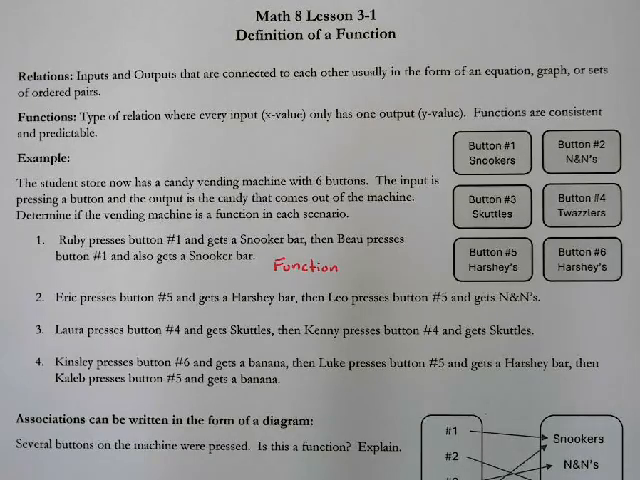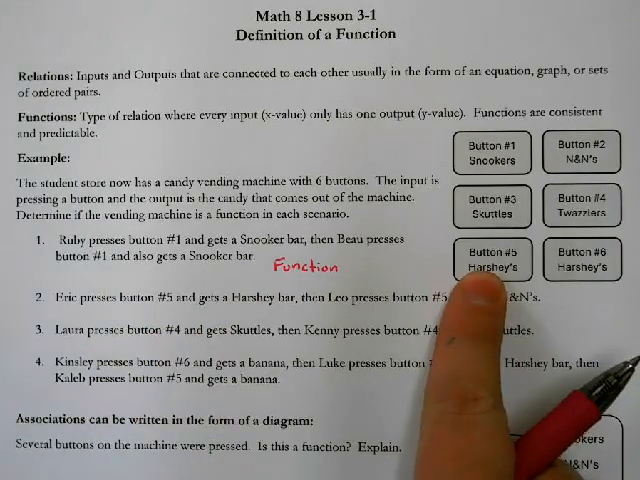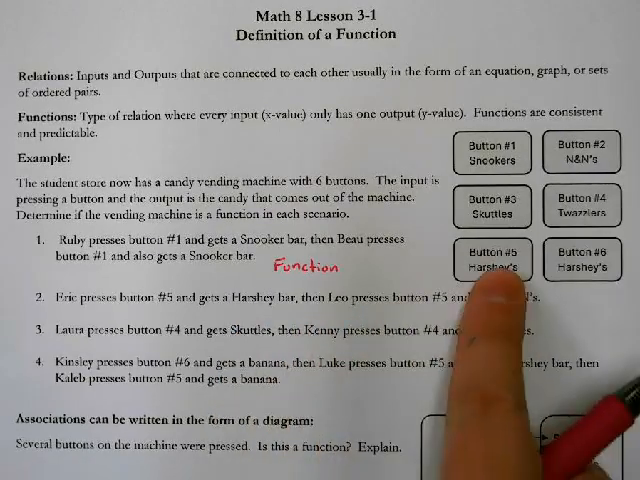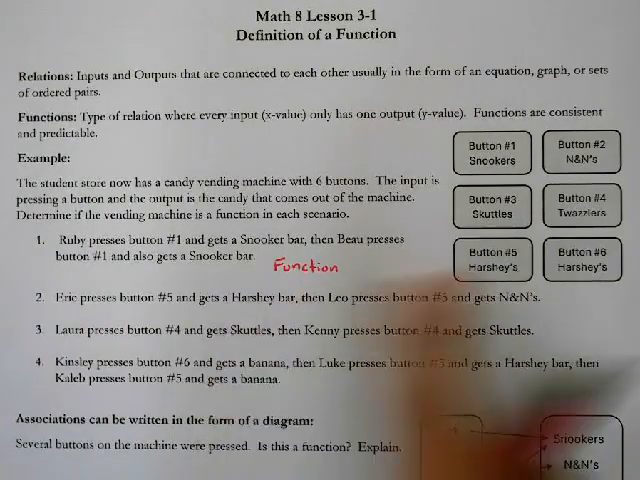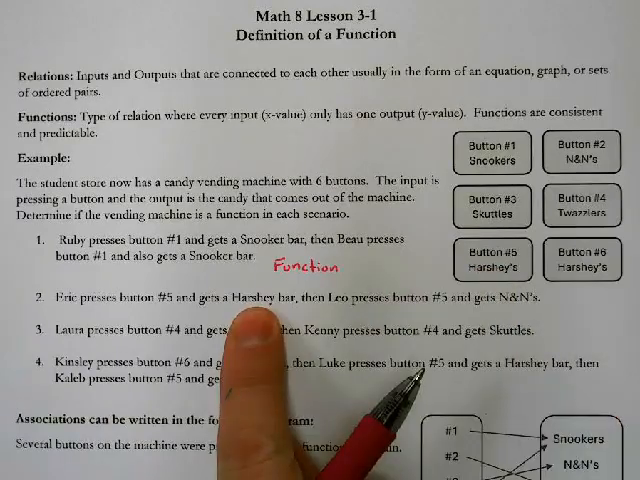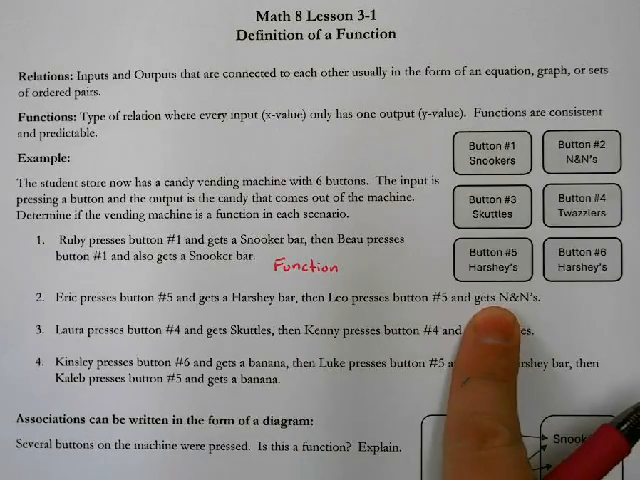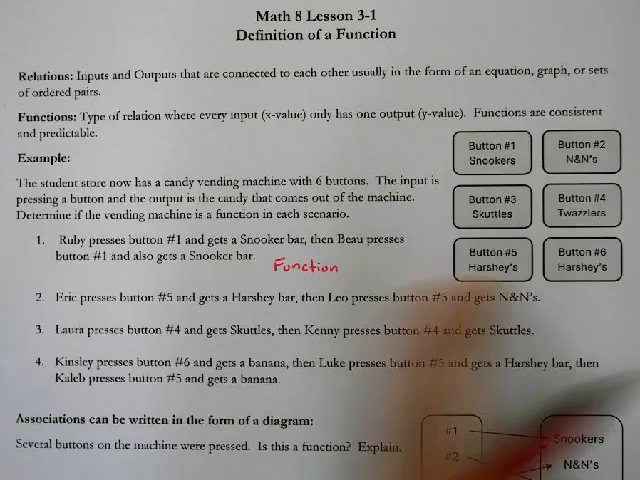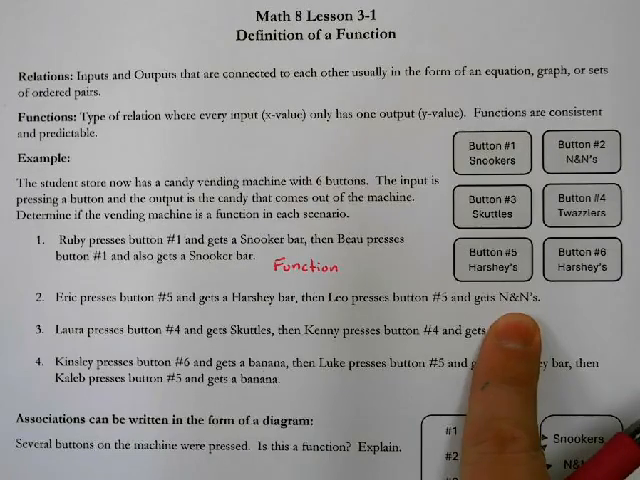All right, situation number 2. Let's say Eric goes in and he presses button number 5. So he presses this button here. He gets a Hershey bar, which is nice. Then Leo comes around, presses the same button, and out pops M&Ms. Okay, so they both press button number 5. Eric got a Hershey bar, and then we've got Leo over here, and he got M&Ms. That's not consistent. It's not predictable. We had the same input. We both pressed the same button, but we got 2 different outputs. We got an output of a Hershey bar, and we got an output of M&Ms.